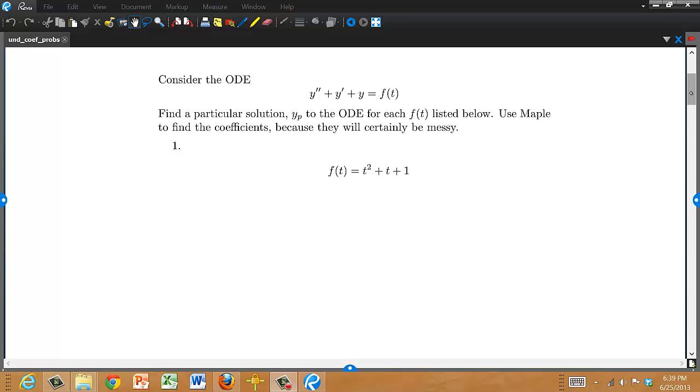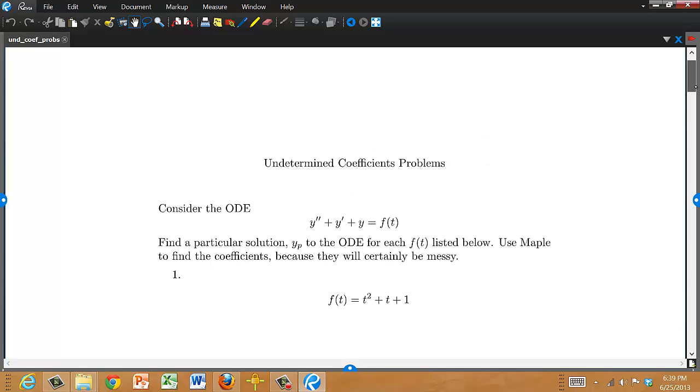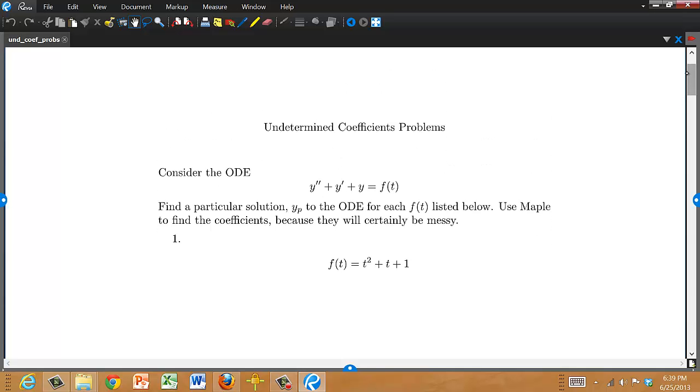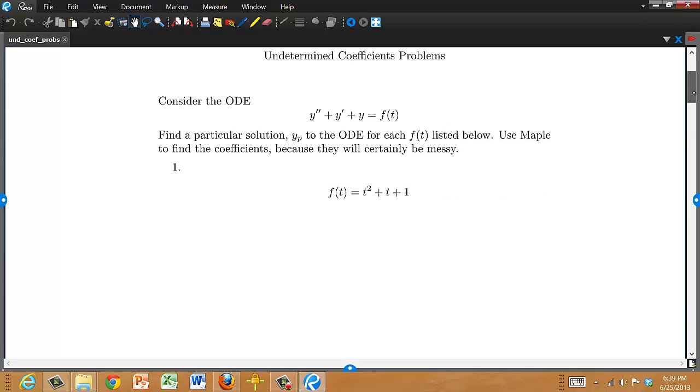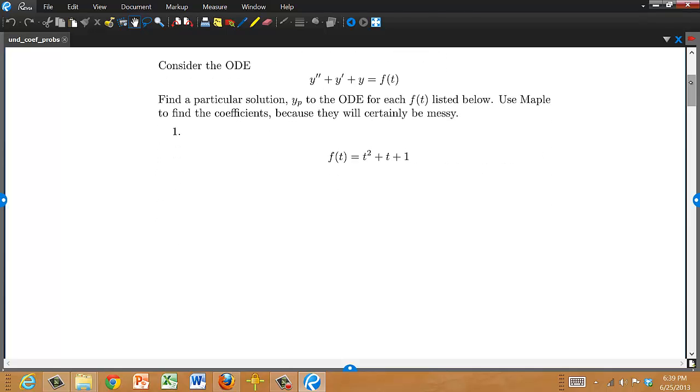Let's go ahead and practice some undetermined coefficients problems. Remember, the goal when we're doing undetermined coefficients is to find one solution to the inhomogeneous differential equation that we have. We're not trying to find a general solution, we just need one solution. So, in this problem, what I want to solve is y double prime plus y prime plus y equals t squared plus t plus 1.